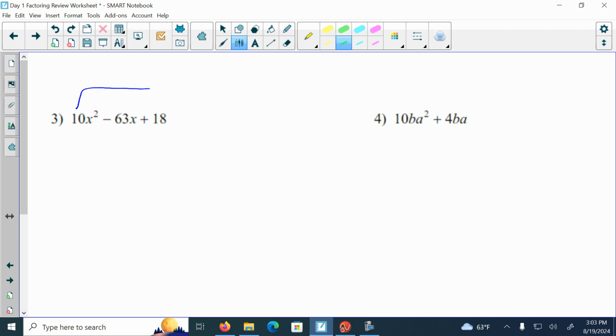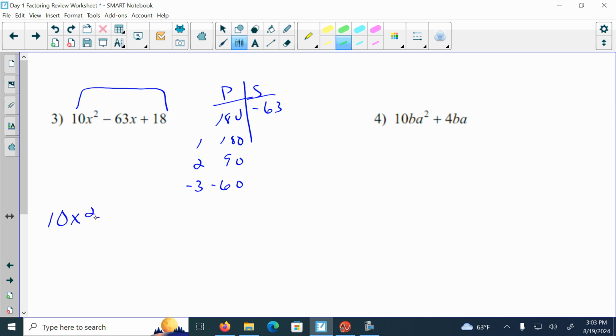So I'm going to do product sum. I'm going to multiply these 2. My product is going to be 180. My sum is going to be the middle term, which is negative 63. I usually just go in order until I find it. And here I end up with 6 and 3 and 60, negative, negative. That would give me a positive 180 and negative 63. So I'm going to do 10x squared minus 3x minus 60x plus 18.